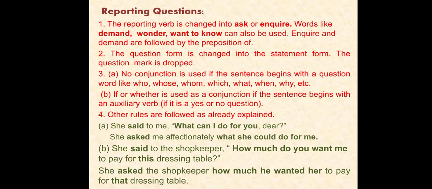Example: She said to me, "What can I do for you, dear?" So we can write it like this: She asked me affectionately what she could do for me. Next, she said to the shopkeeper, "How much do you want me to pay for this dressing table?" She asked the shopkeeper how much he wanted her to pay for that dressing table.